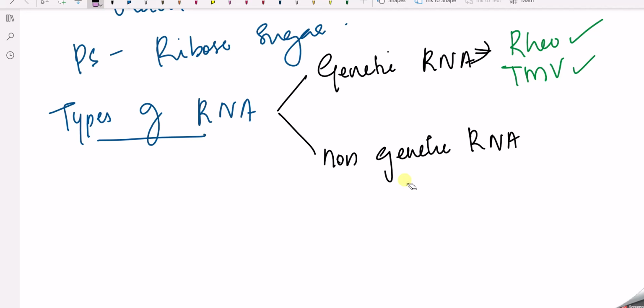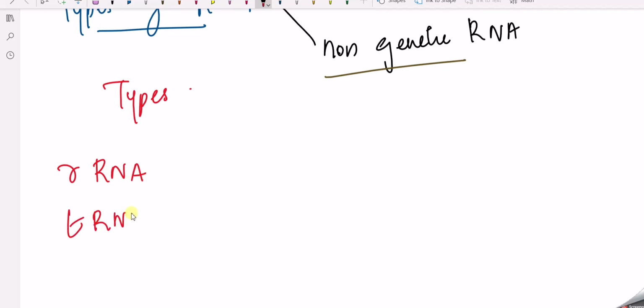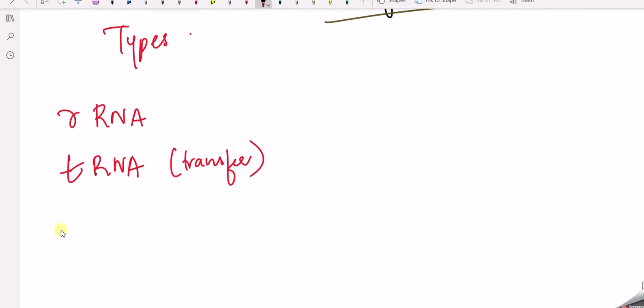Understand? Clear? Now coming to the non-genetic RNA. What are the types of non-genetic RNA? rRNA, correct. Then tRNA, which is transfer RNA. Then mRNA or messenger RNA. Very good. The ribosomal RNA, what is the specialty?